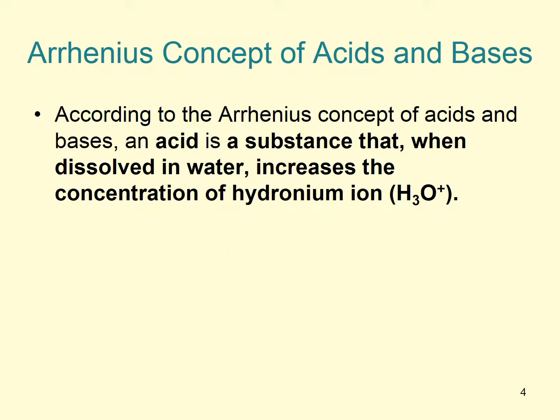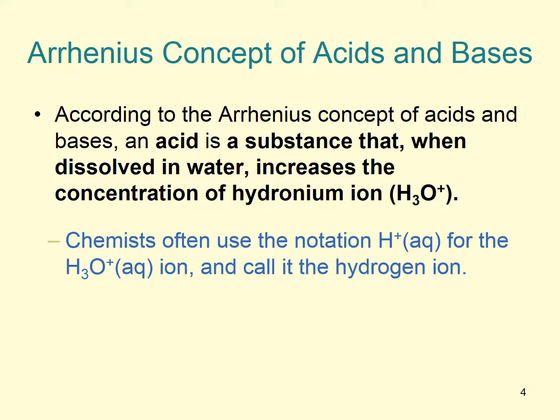All right, so the Arrhenius concept of acid and base. Arrhenius was someone who studied this back in the 1880s. An acid is just a substance that, when dissolved in water, increases the concentration of the hydronium ion, H3O+. Remember that the H3O+ hydronium ion is often used in the same way as H+. They can be used interchangeably. The H+ hydrogen ion and the H3O+ are really the same thing, and sometimes you'll also hear the word proton used for H+.